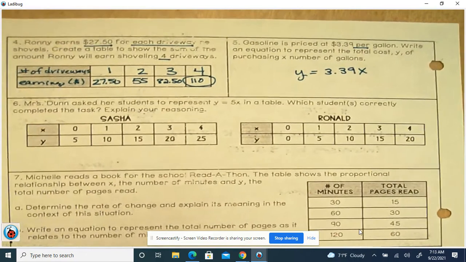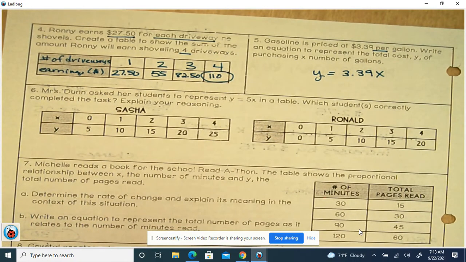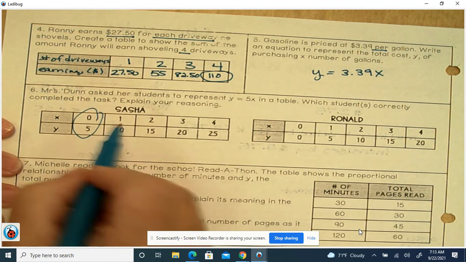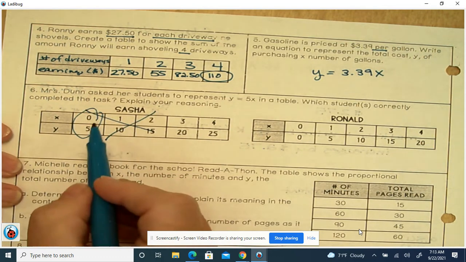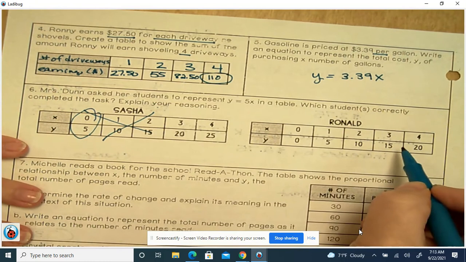In number 6, it says Ms. Dunn asked her students to represent y equals 5x in a table. Which student correctly completed the task, and explain your reasoning? Well, first of all, we can look right here and tell that that one's not proportional because it has to be 0, 0. So on this one, we just need to see if it's constant straight across.